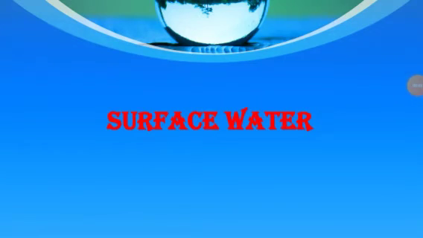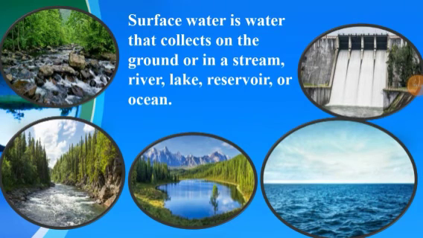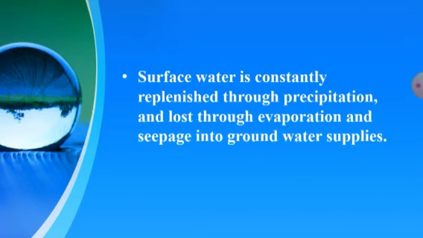Surface water. Surface water is water that collects on the ground or in a stream, river, lake, reservoir, or ocean. Surface water is constantly replenished through precipitation and lost through evaporation and seepage into groundwater supplies.